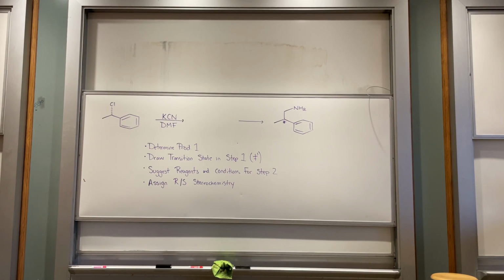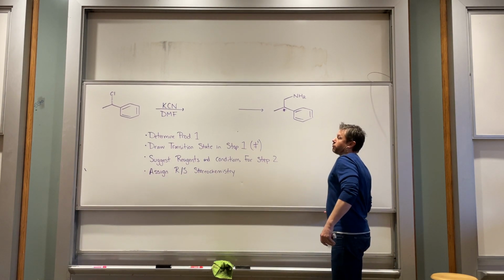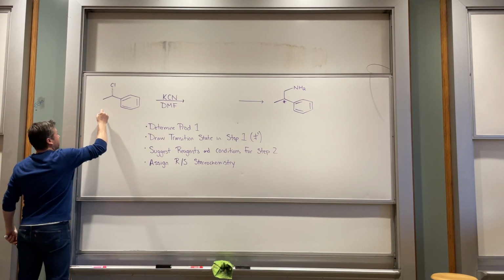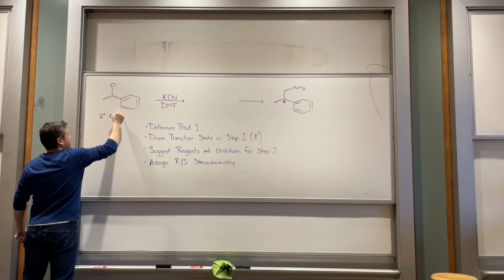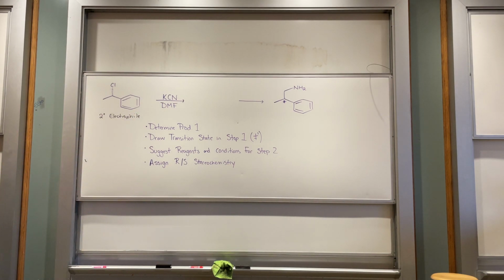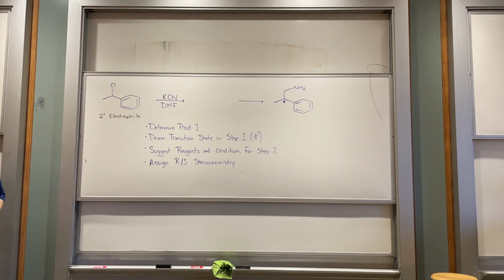Right. Let's go over this. Okay, so what we have here, which we haven't really dealt with before, is a secondary electrophile. Specifically a secondary, in this case, benzylic chloride, right? So the chloride is what we call in the benzylic position relative to the benzene ring, or to the phenyl group. Then we're treating that with potassium cyanide in dimethylformamide.